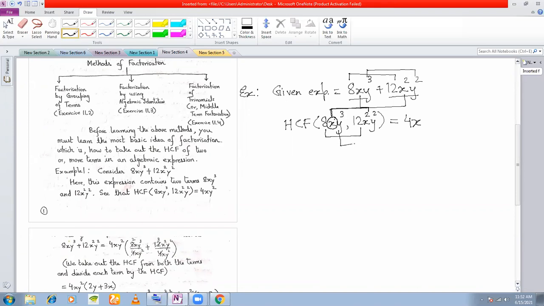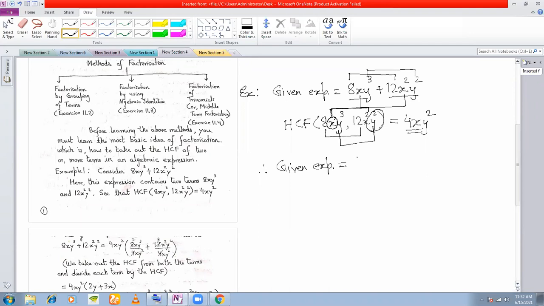Now you see y and y cube here. Which one is the lower power? Y square is the lower power. So you write y square here. So the HCF of these two is 4xy square. Okay. So therefore, what you do here is in the given expression, you take out the HCF of these two.